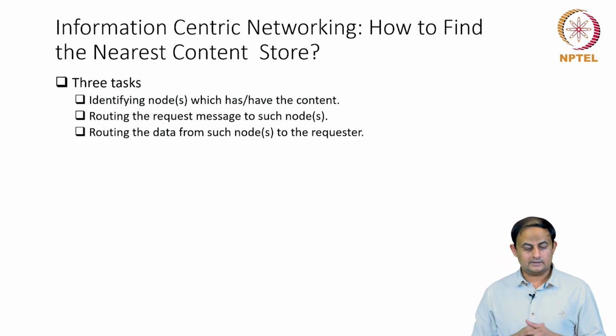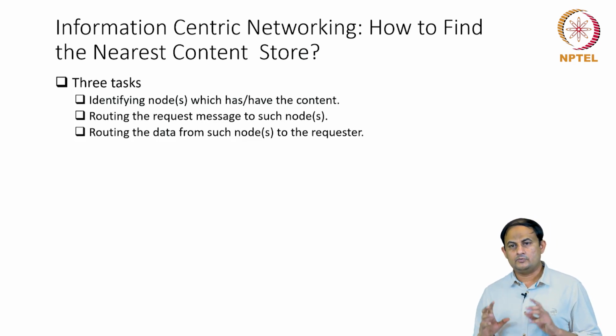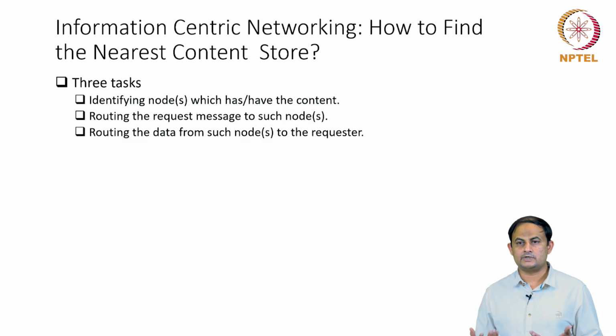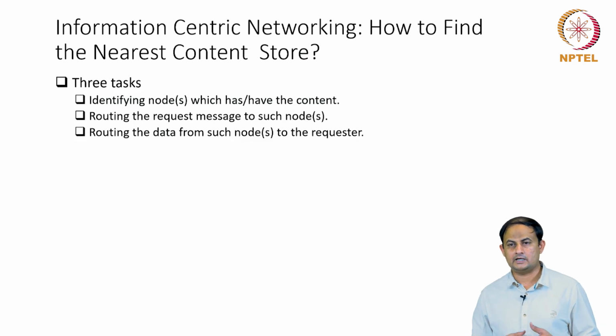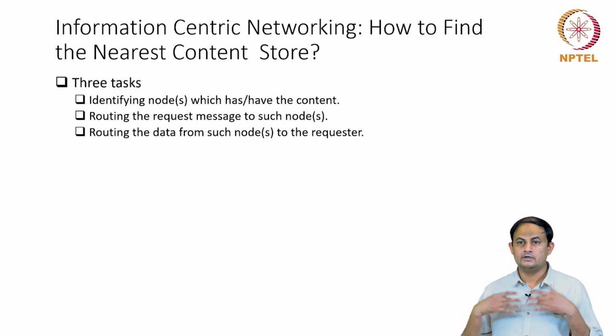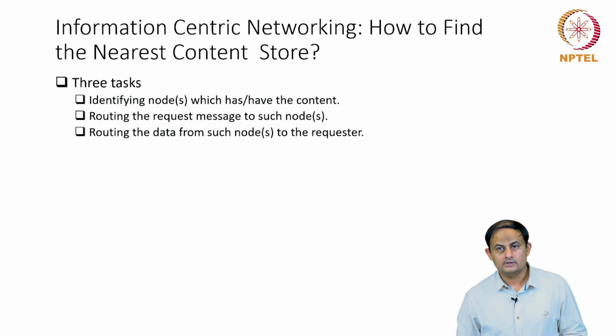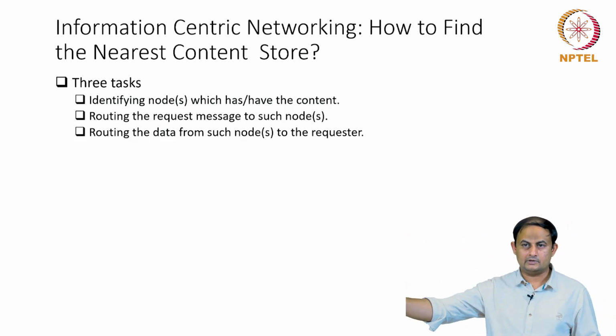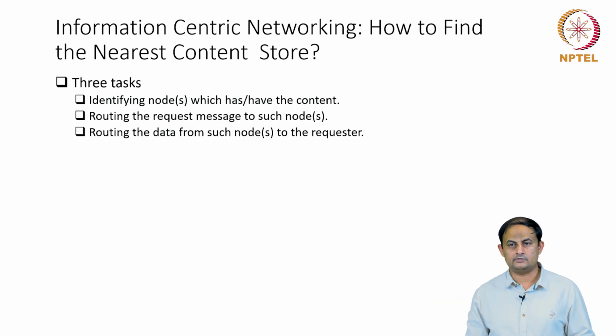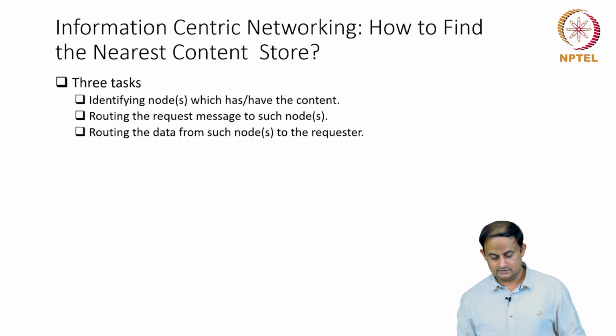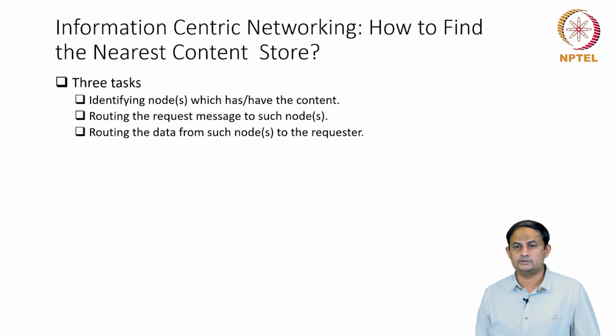So, this boils down to three sub-problems. First of all, you need to identify the nodes which have the content. Node in the sense the routers in the ICN network having a particular content which is required right now. Then you make a request to that particular router or node to bring the content to your own place, to this router, and then forward it to the intended requester in the first place. So, these are the key tasks that we want to win.